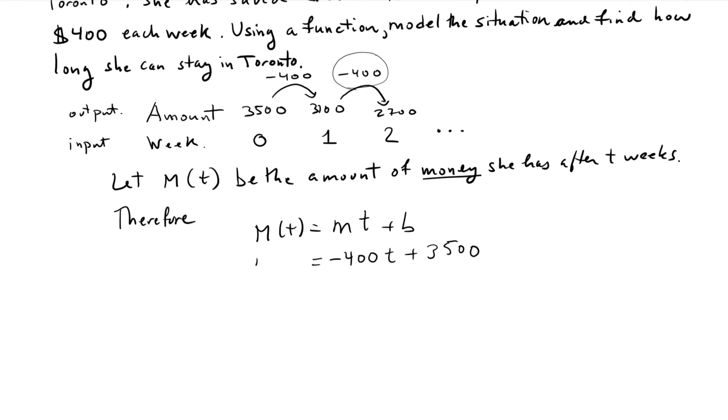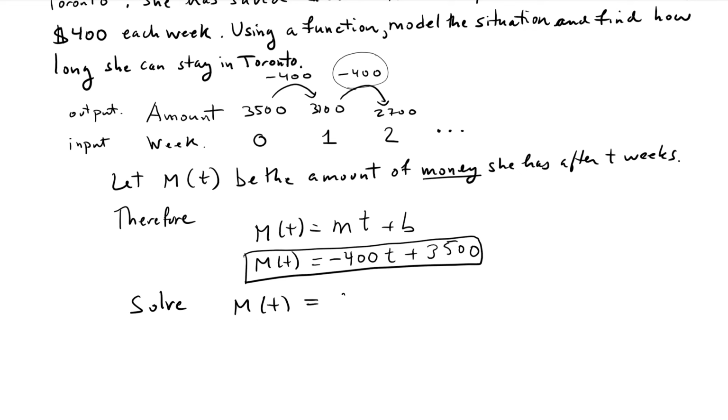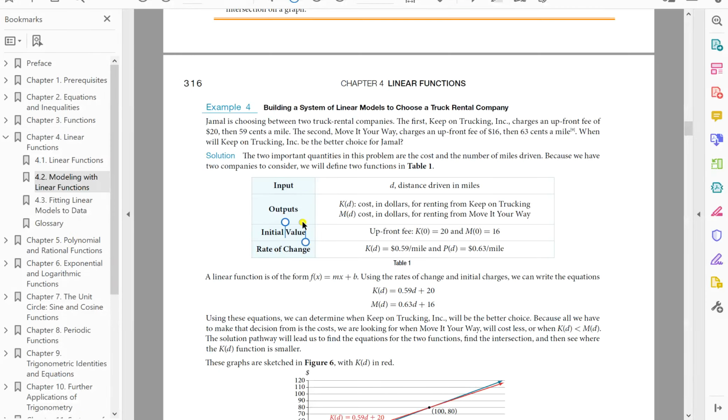So that's our model. Maybe let's frame it. From this I could calculate how much money she has after 7 weeks, just replacing t by 7. But now what I want to do is find when M of t becomes 0, when the amount becomes 0. So I'm going to solve M of t equals 0. I'm going to replace M of t by the expression I just found, and solve for t.